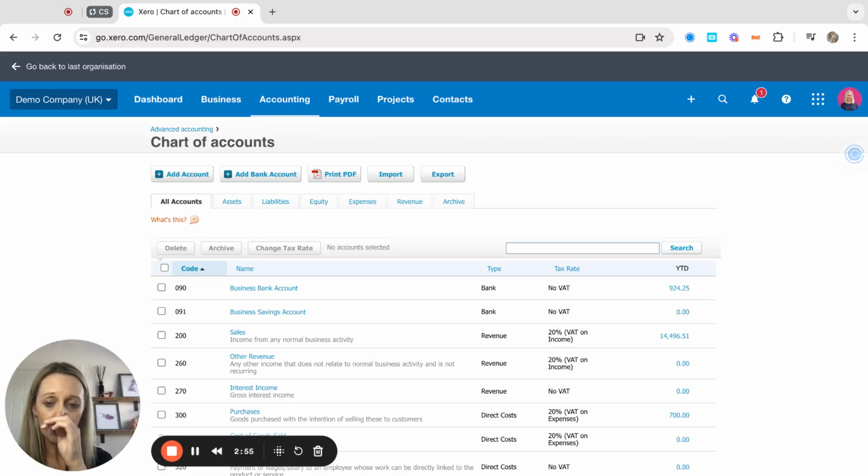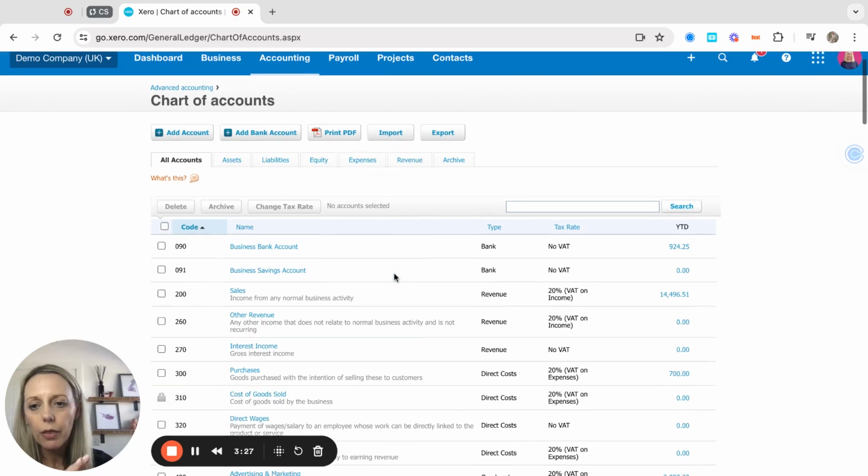So for example, when you're buying something as a purchase, you're going to be debiting the purchases and you're going to be crediting the bank account, which is a balance sheet code because it's an asset. So what the chart of accounts is, it's all of the accounts that you will use as part of the bookkeeping, and it's saying what type of account it is, be it asset, liability, equity, expenses, or revenue.